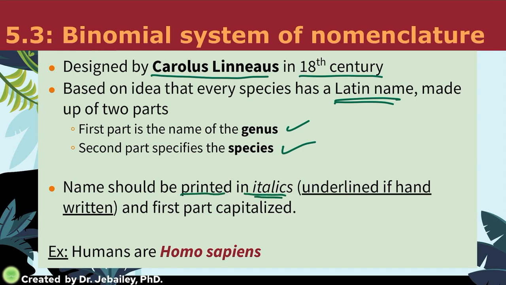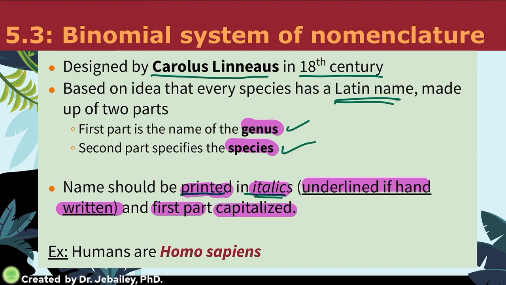Now, if you're going to write in the test, and you're going to write the genus and the species, these two right here, you must underline it. If you don't underline, you do not get the points. However, if you're going to type it, let's say in an IA paper, it has to be italics. You don't have to underline. And the first part, which is the genus, has to be capitalized.